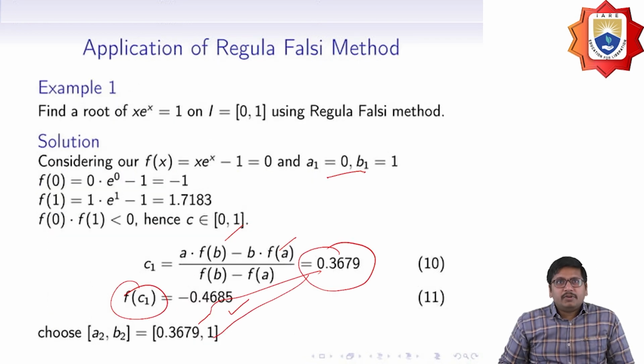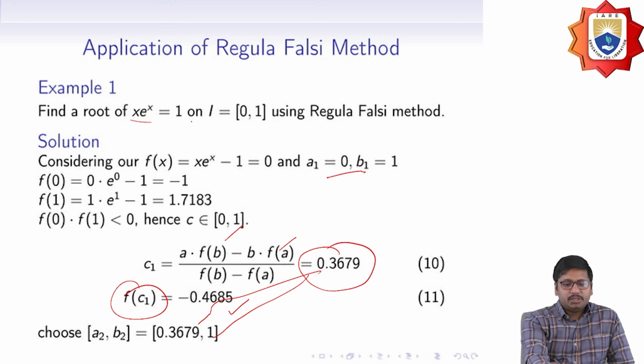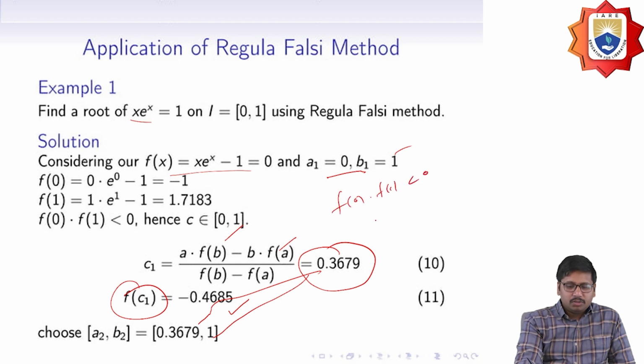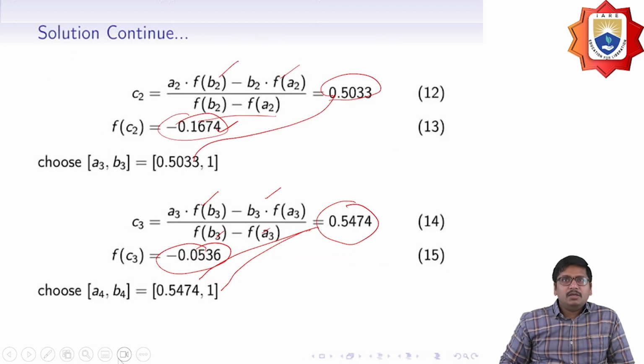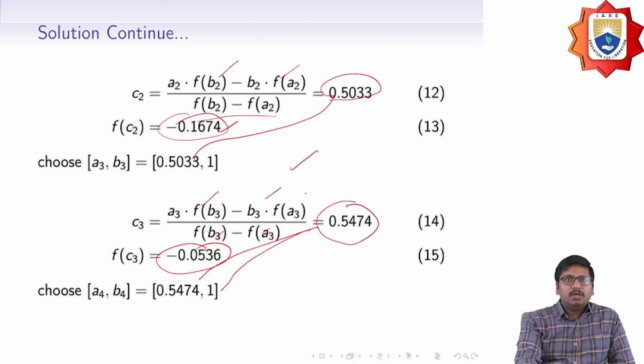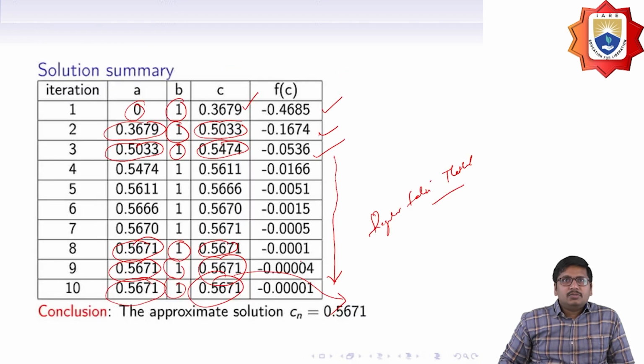According to this application of Regula Falsi, I consider this equation, and by substituting the values f of 0 and f of 1, I get this value. The product should be less than 0, and since I get minus 1.783, the root lies between 0 and 1 only. By calculating c1 initially, I get this value, and again considering this, I calculate f of c2 and then f of c3. By taking this, we construct this table and find the values.